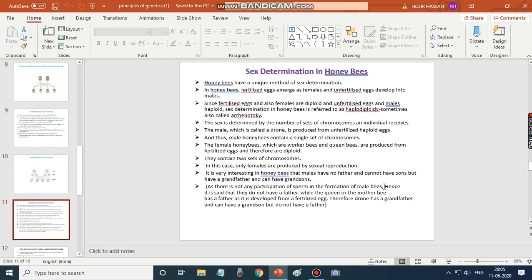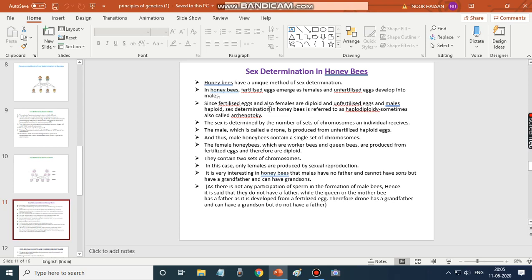And this is about sex determination in honeybees. It is quite interesting to learn about how sex is determined in honeybees. Honeybees have a unique method of sex determination. In honeybees, fertilized eggs emerge as females, that is worker bees and also the queen bee. The unfertilized eggs develop into males.